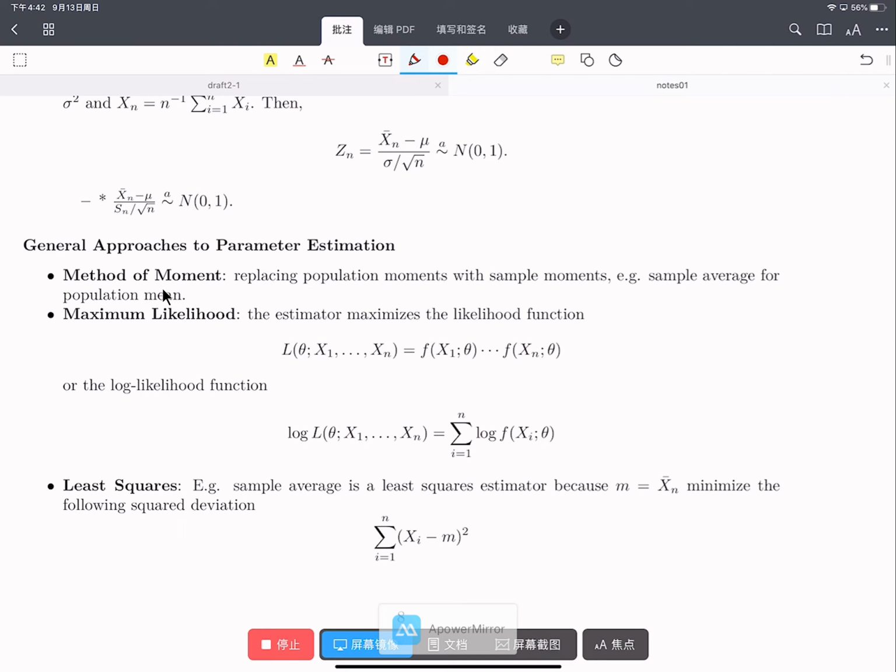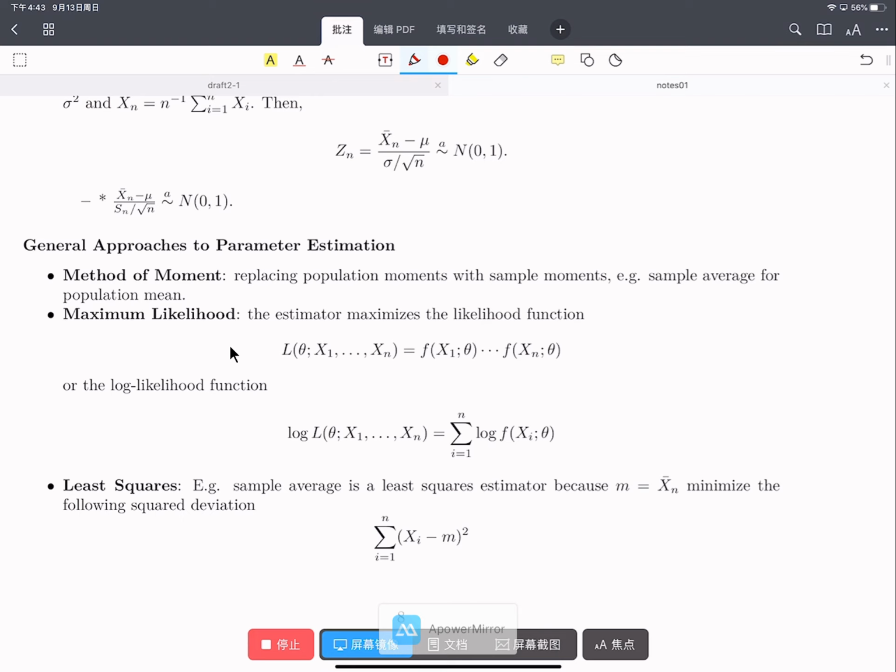The method of moments is simply replacing the population moments with sample moments. So for example, we use the sample average to estimate the population mean, because the sample average is the first moment for the sample, and the population mean is the first moment for the population. So we use the sample analogue to match the population moment, then obtain the estimate.